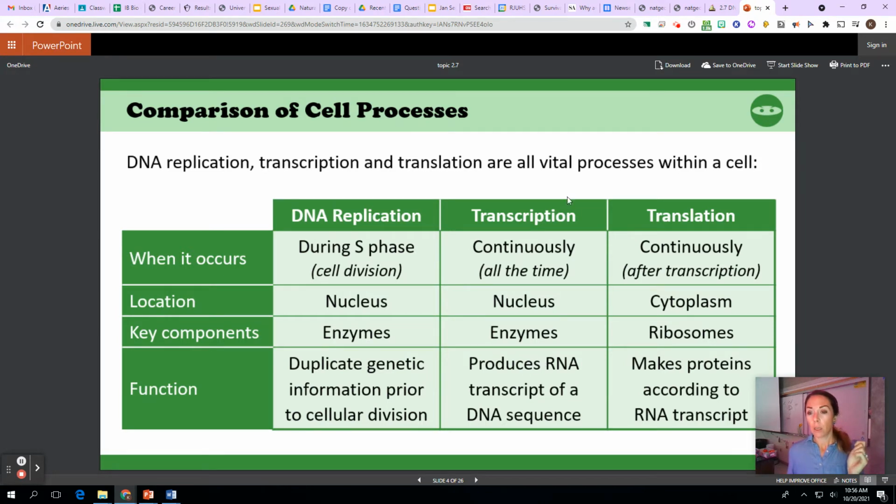And its function is to produce that RNA that's going to transcribe that DNA sequence, just a little part of it. Translation, again, happens all the time, but this is happening in ribosomes out in the cytoplasm, right? So it's either at the rough ER or ribosomes floating.